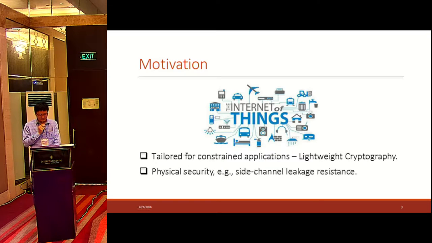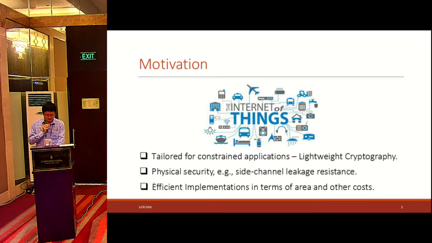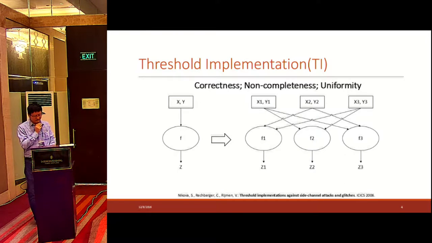Of course, side channel leakage resistance does not come for free, and usually the countermeasure will introduce a lot of overhead. Motivated by the need for a more efficient and secure implementation, in this work we study one of the most popular countermeasures and aim to bring down the cost in terms of area and randomness used. The state-of-the-art countermeasure is the masking scheme called threshold implementation, which is based on secret sharing and multi-party computation.